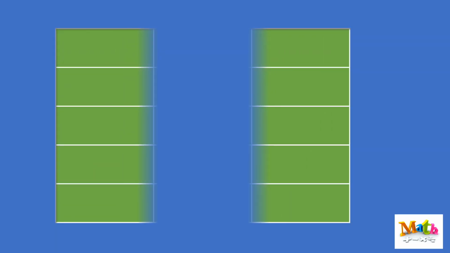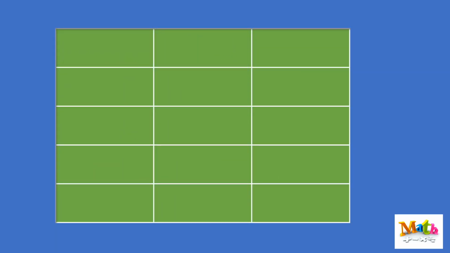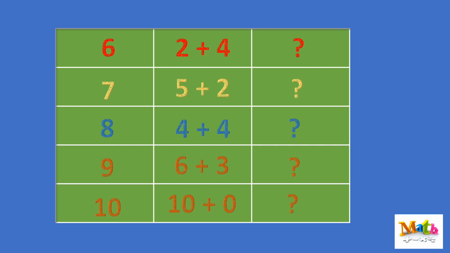Hope you understand number partners from 6 to 10. Now it's time for the practice sheet. Let's do some practice. Here in this practice sheet, we have given numbers from 6 to 10 and one number partner with each. What you need to do is find the other number partner for it.